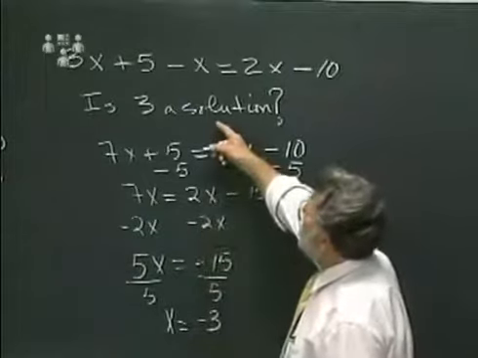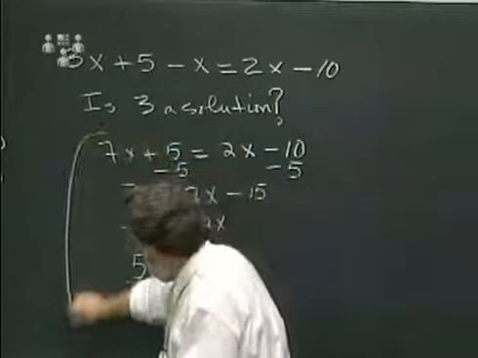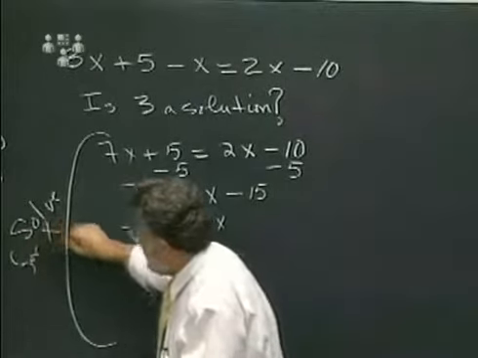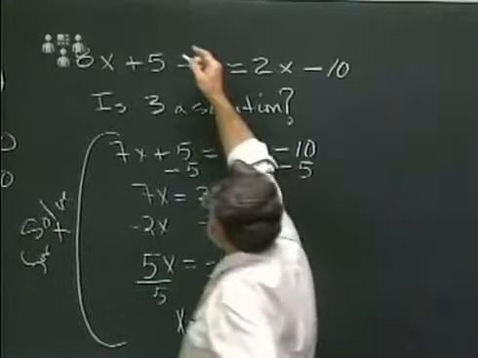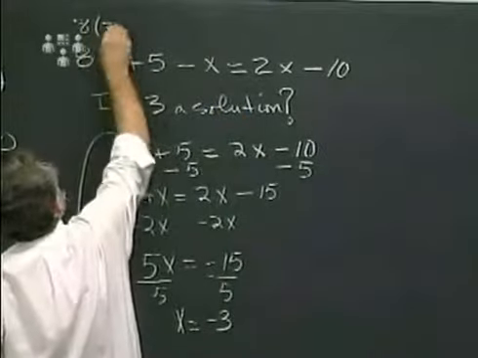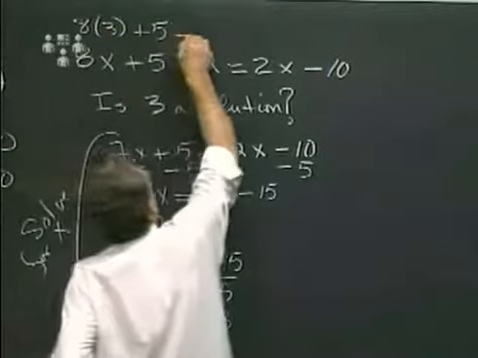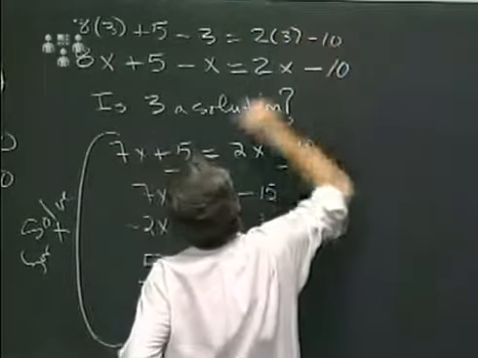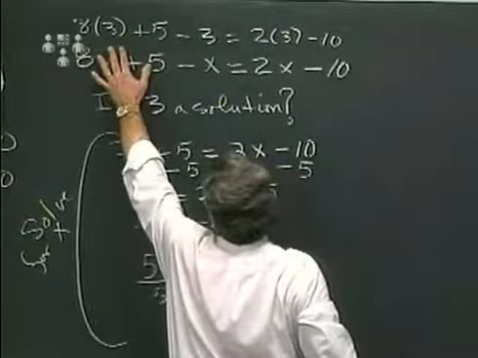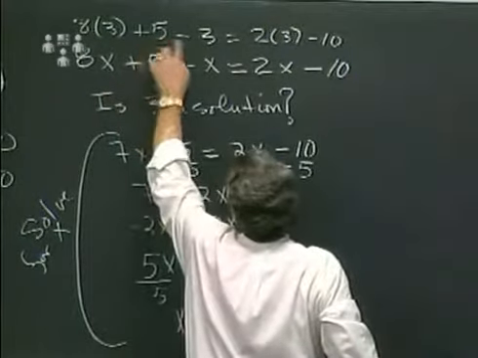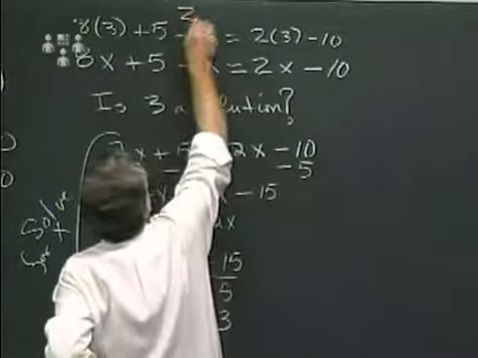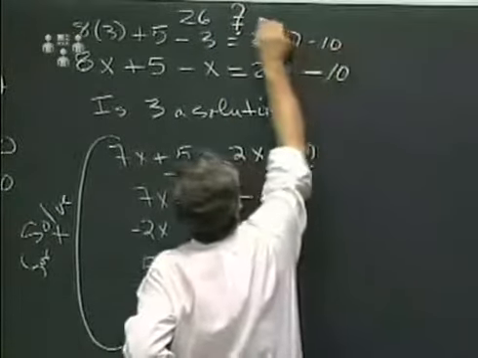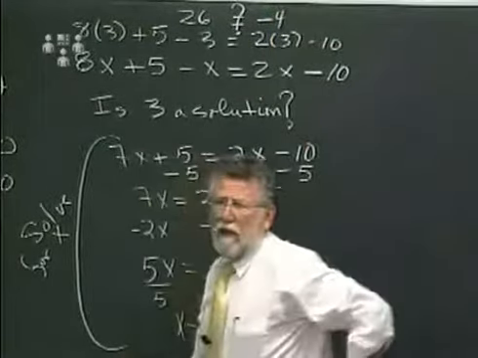So what you were supposed to do, rather than solve, this goes under that infamous phrase, solve for x. Here, to check a solution, all you were expected to do is 8 times 3 plus 5 minus the 3. Is that equal to 2 times 3 minus 10? Well, here we have 24, 29, minus 3, so that's 26. And I want to know, is that equal to 6 minus 10, which is a negative 4? And the answer is no, so not a solution.